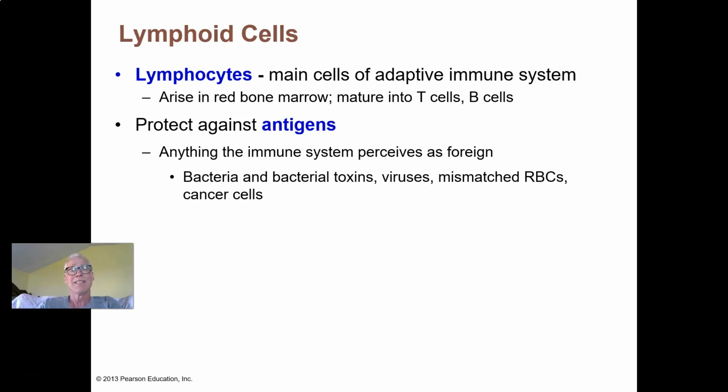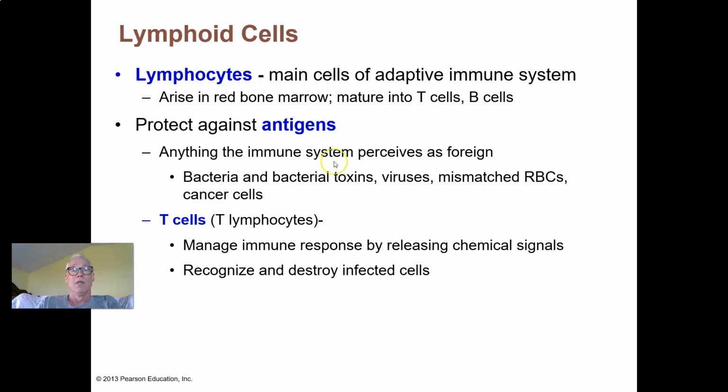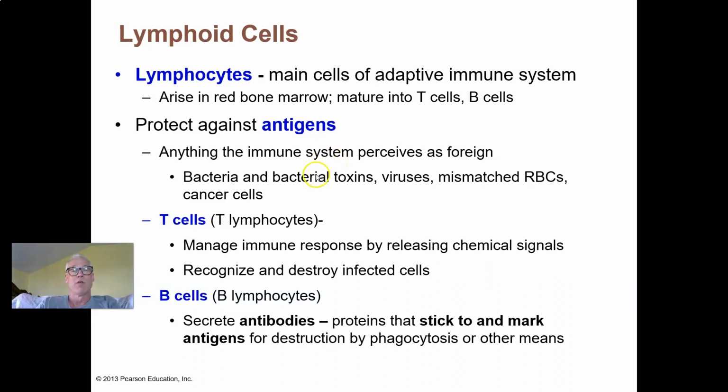And they protect us against antigens. Antigens are foreign substances that come into the body. They're the things that activate an immune response. Anything the immune system perceives as foreign, meaning the immune system attacks it or fights against it, that's called an antigen. So we may be talking about bacteria, viruses, or toxins secreted by bacteria, poisonous chemicals that harm or interfere with cellular processes. Red blood cells that have been inappropriately transfused, that have been bound by antibodies, cancer cells, foreign cells from a transplant.